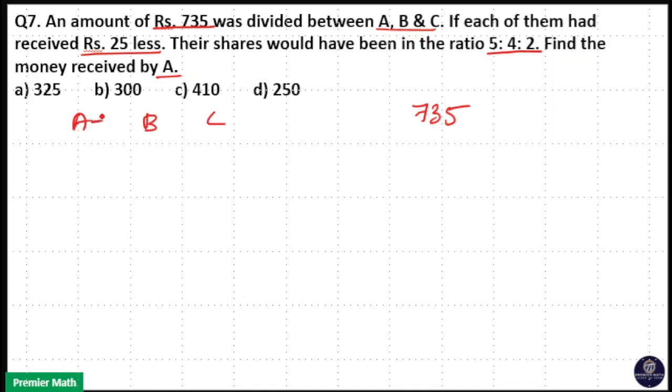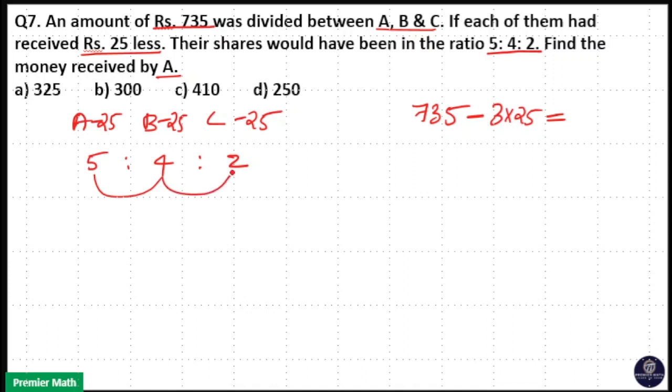If each of them receives 25 rupees less, the money remaining with them will be in the ratio 5:4:2. That is, their shares will be in the ratio 5:4:2. That means total money minus 25 plus 25 plus 25, that is 75, that is 3 into 25, is equal to 5 plus 4 plus 2 parts, that is 11 parts.